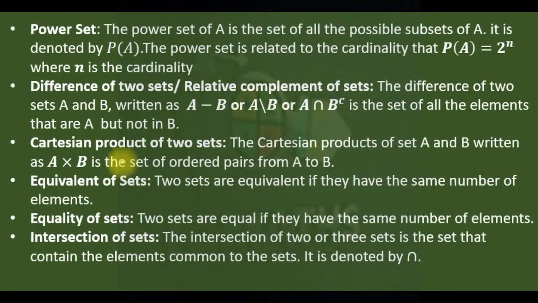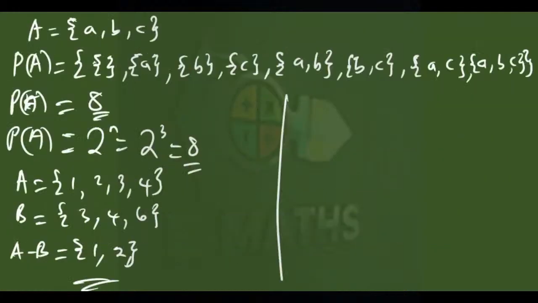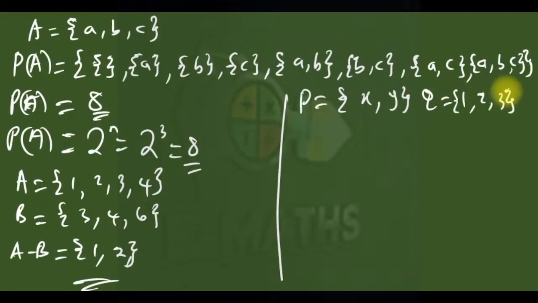So the other one is called the Cartesian product of 2 sets. The Cartesian product of set A and B, written as A times B, is the set of ordered pairs from A to B. Yes. So see what I'm saying, if I have P to be X, Y, and Q to be 1, 2, 3. So if I want to get the Cartesian product of P and Q, I will build a set using P followed by Q. We'll start with X.